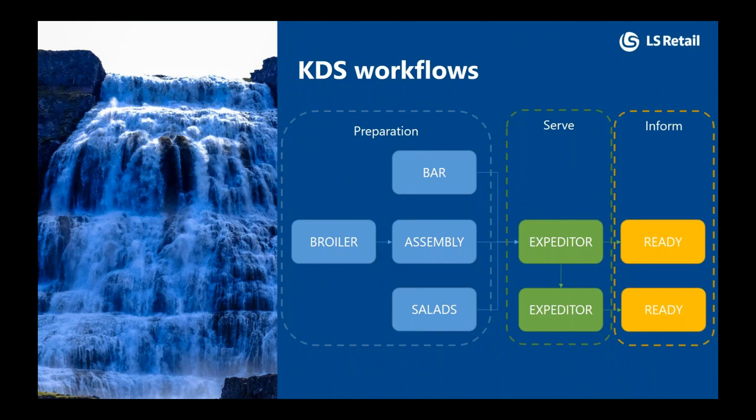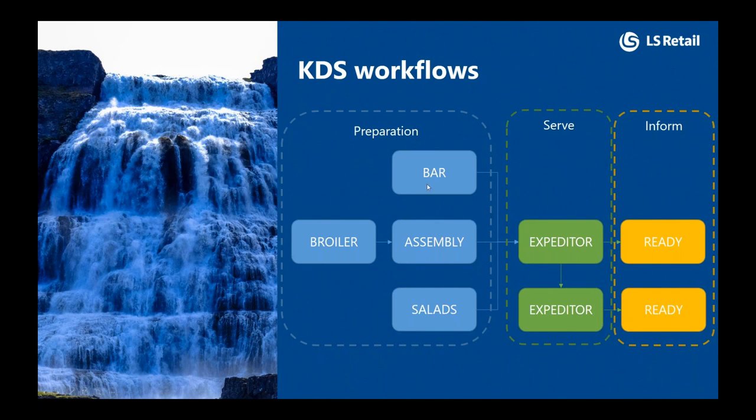So KDS workflows are typically set up with some kitchen stations being preparation stations, which can either be in a chain of preparation stations or point directly to an expediter station and to a customer-facing display if you have one. So in this case, you can set up a broiler, where you may have some steaks, but when they are cooked, you would like to move them over to the assembly station where you assemble the dish.